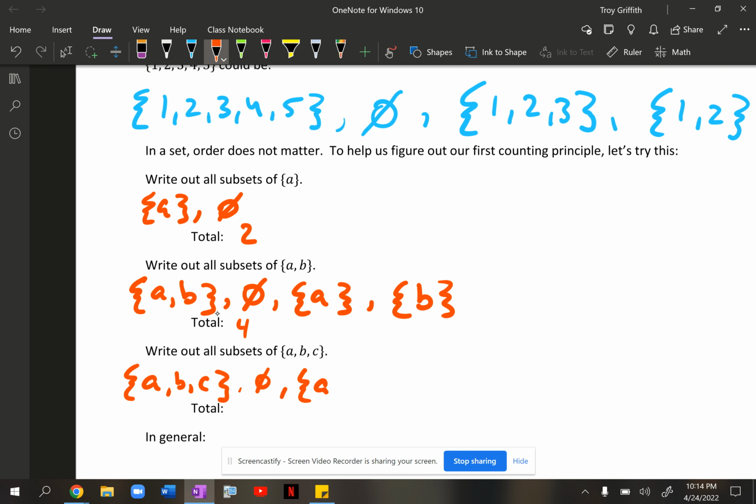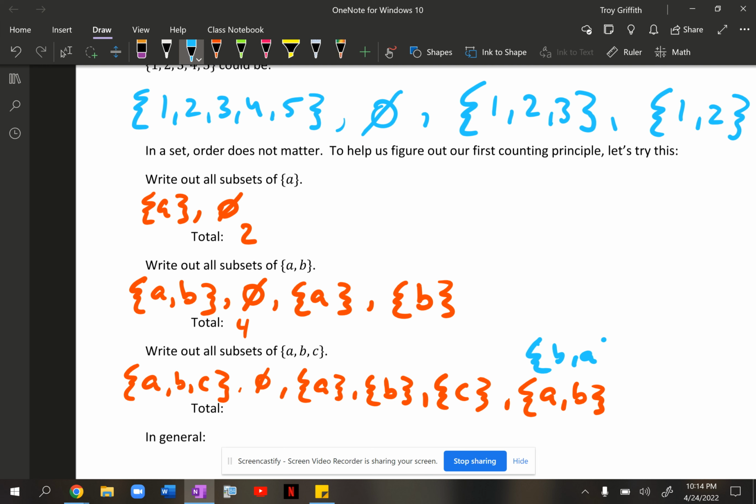We could have a set with just A, a set with just B, a set with just C. But then we could also have some sets where we have just 2 of these letters, right? So I could have A and B. Now again, some students will try to write down B, comma A as well. But again, in terms of sets, these are the same thing. So we wouldn't want to write that down.